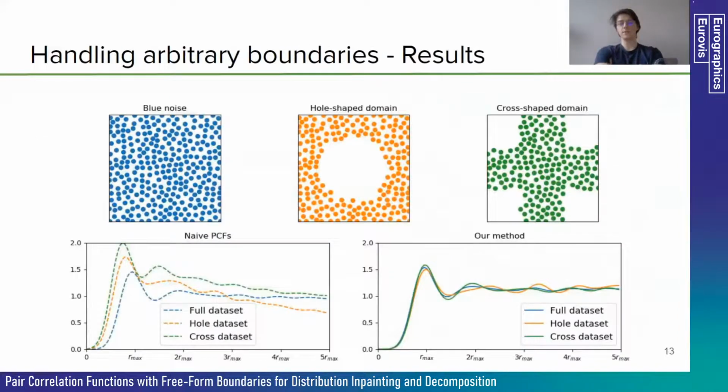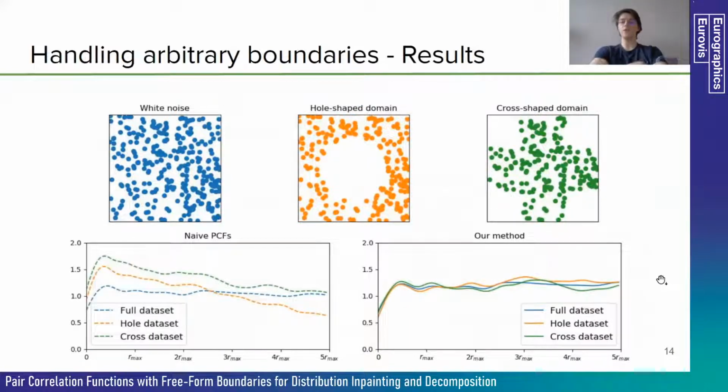In order to test this, we generated some distributions in a square domain and then removed some samples here in the center and here in the corners. Since in these 3 cases the underlying distribution is the same, we expect to extract the same descriptor for these 3 cases. Here on the left, what you can see is the PCFs that are extracted using square domain handling. As you can see, they are very different from one another, and with our method, they are very close to each other as expected.